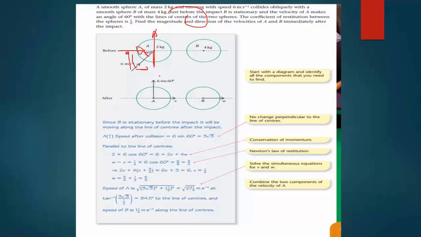Hata hapa chini ni hivyo kwamba you have the horizontal one as u1 cos 60, and you have the vertical one, because it is moving away, u1 sin 60. After collision, umeambiwa kwamba find the magnitude and direction of velocities A and B immediately after impact.